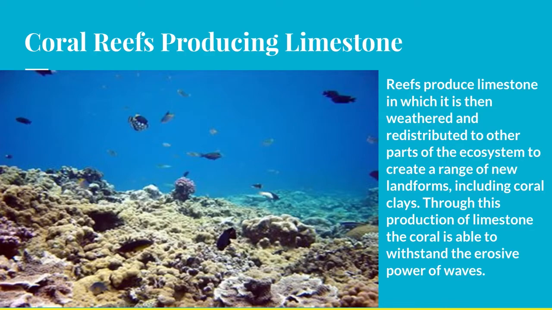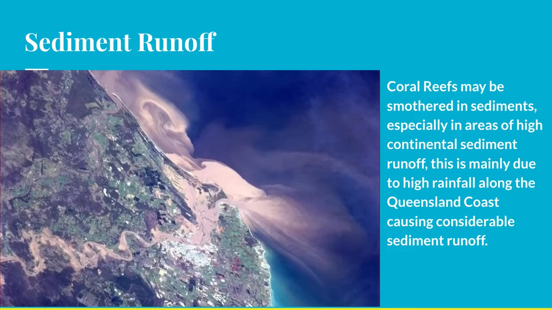Reefs produce limestone, which is then weathered and redistributed to other parts of the ecosystem to create a range of new landforms, including the coral cays. Through this production of limestone, the coral is able to withstand the erosive power of waves. Coral reefs may be smothered in sediments, especially in areas of high continental sediment runoff. This is mainly due to high rainfall along the Queensland coast, causing considerable sediment runoff, so agricultural runoff and stuff like that coming from the mainland.